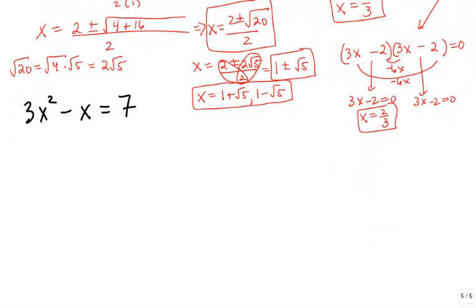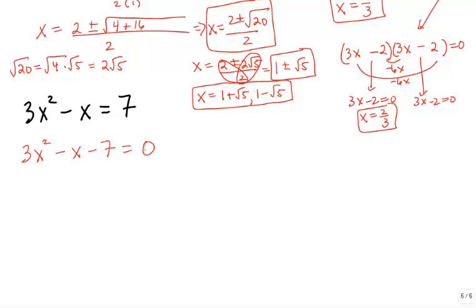Okay. So our last example today is going to be 3x squared minus x equals 7. And so as always, with all of these equations, we always want to get our 0 first. So the first thing that I would want to do is move that 7 over and subtract it to the left side. So if I subtract 7, here's my new quadratic equation.